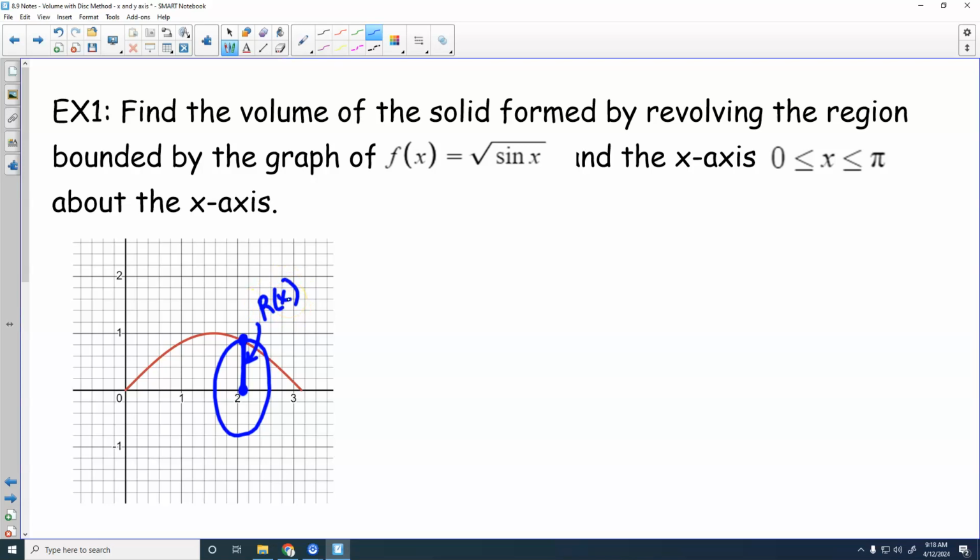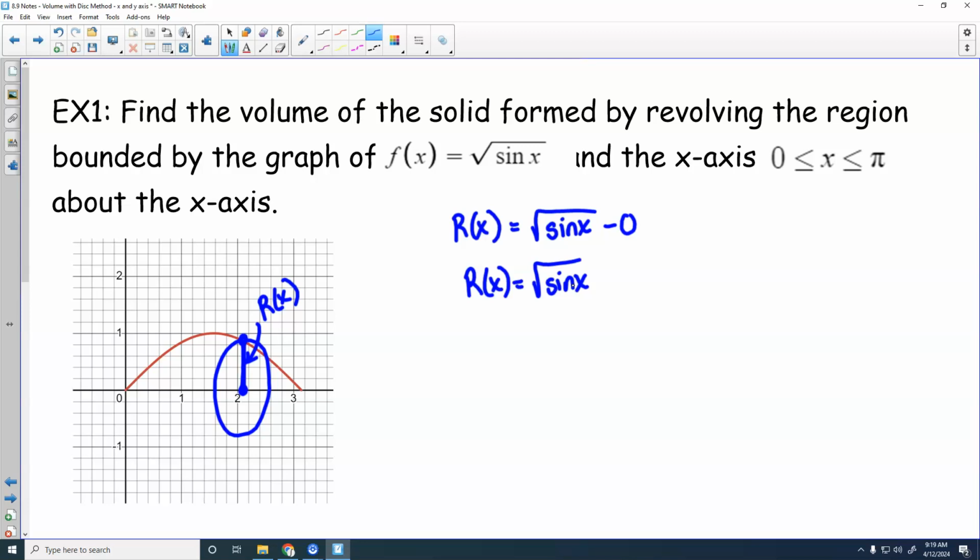Okay, that's your radius. So R of x, just like we were doing with our cross sections, is going to be the top function minus the bottom function if you're in terms of x, right? So the top function is the square root of sine x. The bottom function, what is that? It's 0. So you can put 0 if you want, but that's unnecessary. So it's just the square root of sine x for your radius.